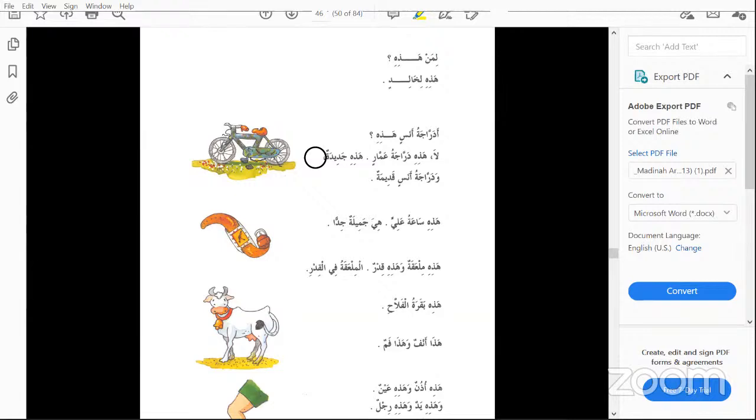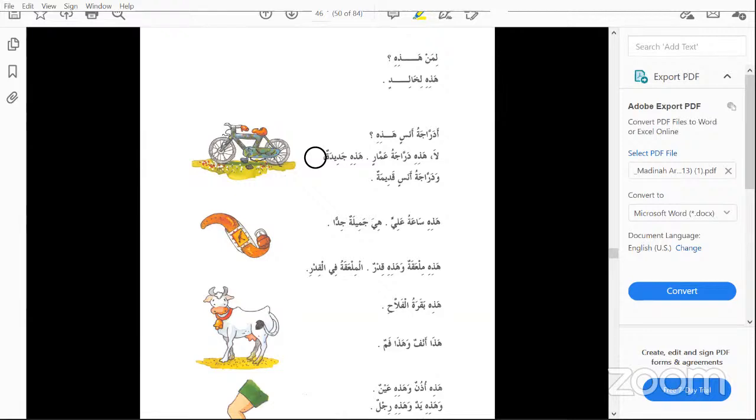Hazihi sa'atu Aliyin, hiya jamilatun jiddan. This is Ali's watch. It is very beautiful. Hazihi mil'akatun wa hazihi kidrun. Al-mil'akatu fil kidri. This is a spoon and this is a pot. The spoon is in the pot.